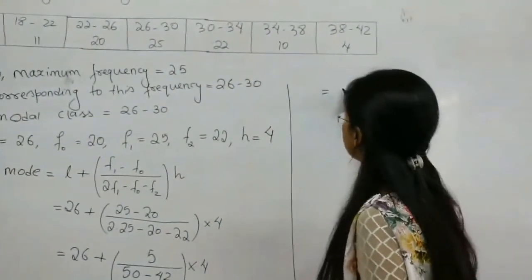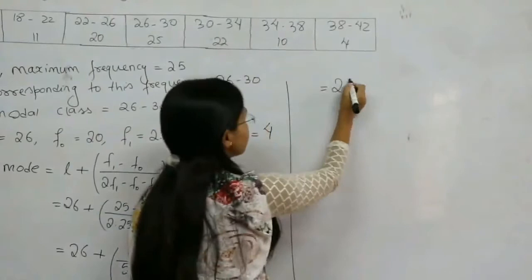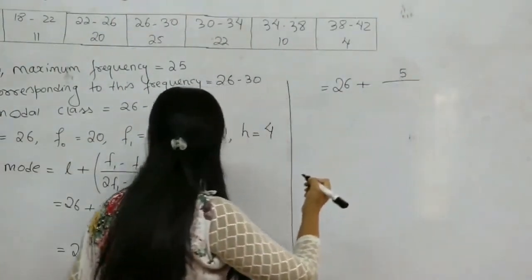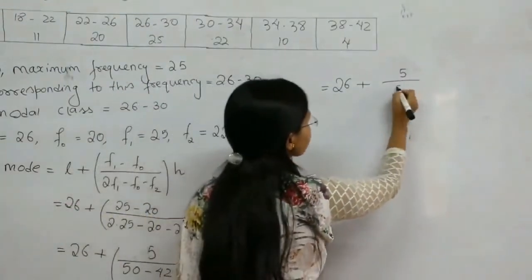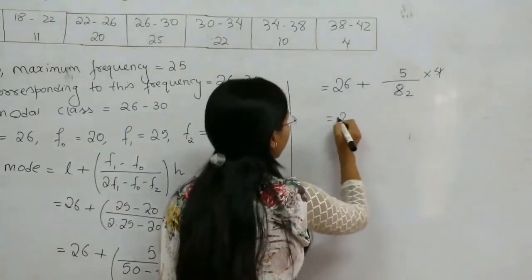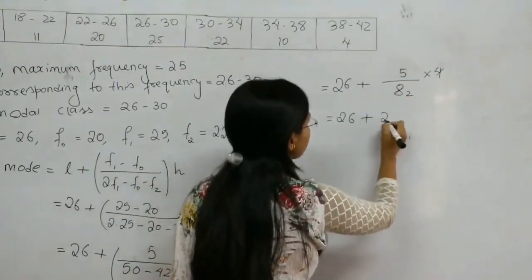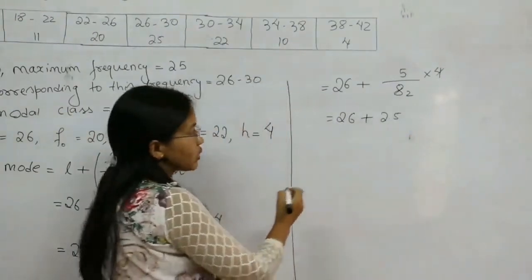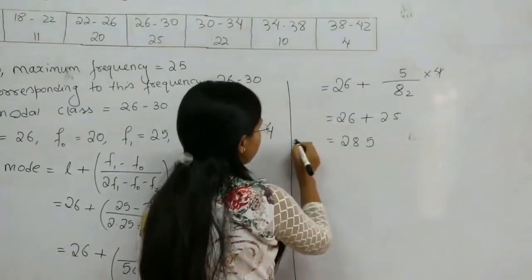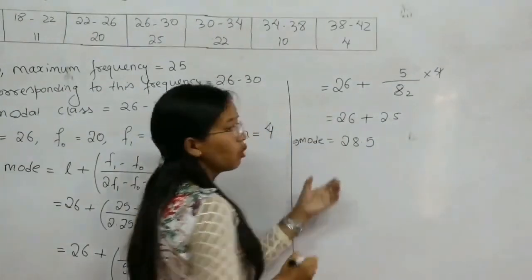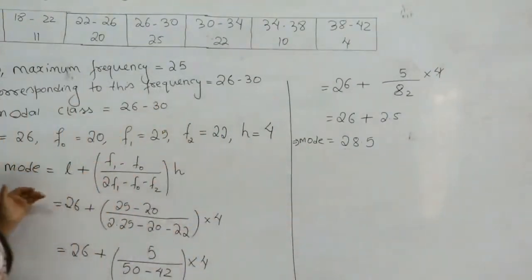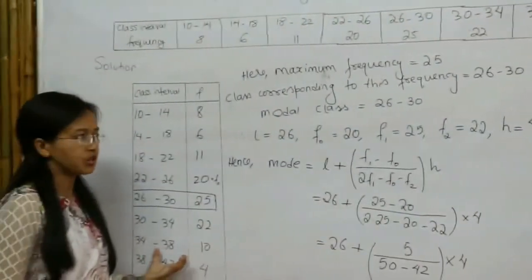This is equal to 26 plus 5 by 50 minus 42, which is 8, into 4. Now 4 into 2 is 8. We'll have 26 plus 5 by 2, which is 2.5. Then 26 plus 2.5 is 28.5. So this is our mode, the mode 28.5 of the given frequency distribution.